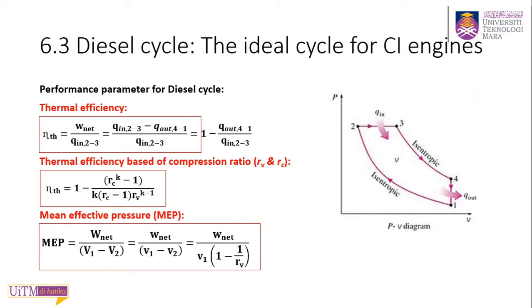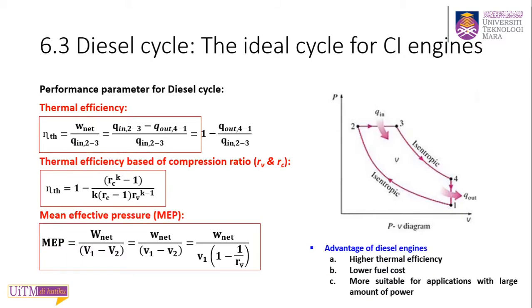Now, the advantages of a diesel cycle when compared to an Otto cycle are: diesel cycle produces a higher thermal efficiency, diesel cycle consumes less fuel, and finally, diesel engines are suitable for applications where a large amount of power is required.